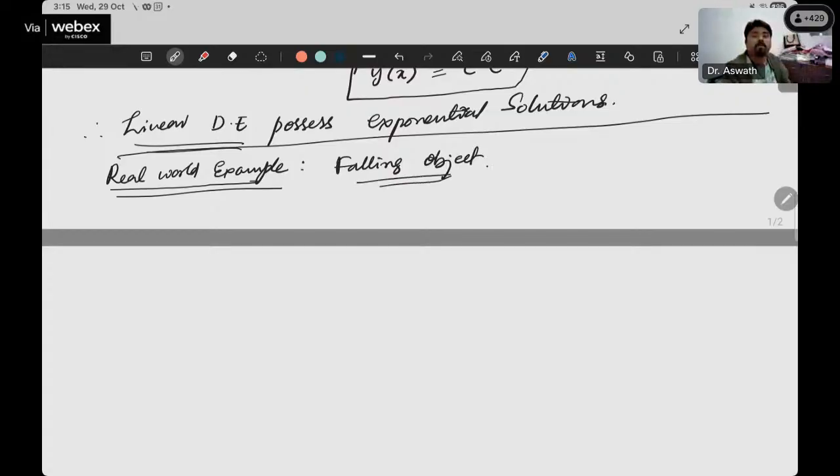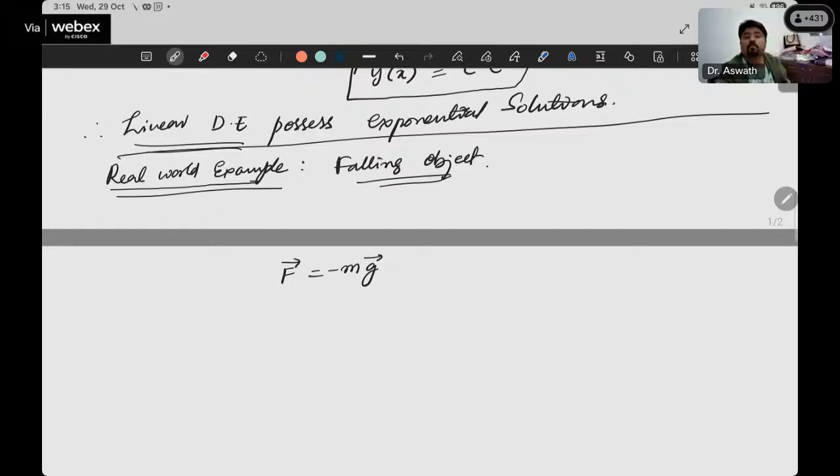What is the falling object? What is the force acted upon the falling object? It is the mass of the object times the acceleration due to gravity. Okay, right? So the gravity is acting downwards, so you can have a minus sign if you want.